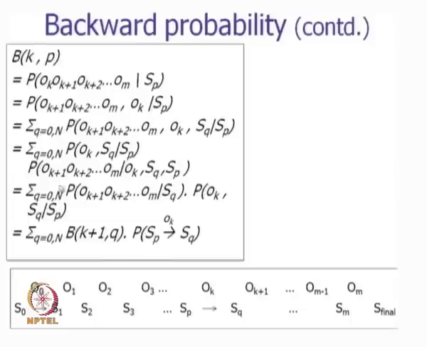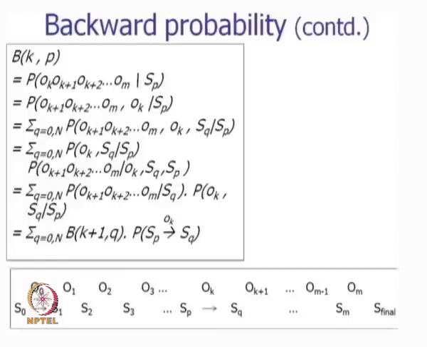All right. So, this is what we have here, and P(Ok, SQ given SP) is nothing but the probability of this transition SP to SQ with the output symbol Ok. So, therefore, we can write BkP as equal to the sum over Q going from 0 to n of Bk+1(Q) times P(SP to SQ with output symbol Ok). So, from this again we can write a small expression for the calculation of the backward probability BkP.